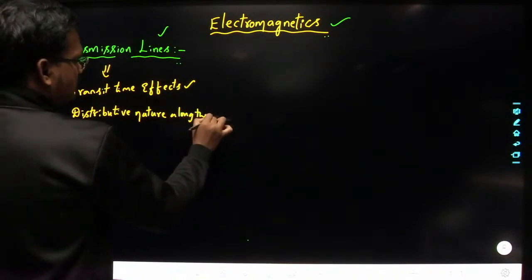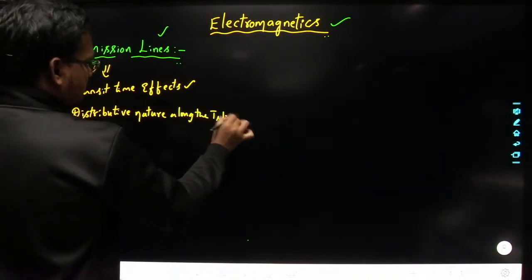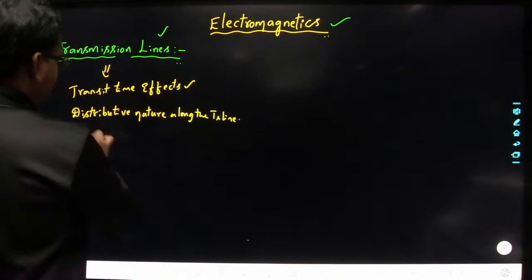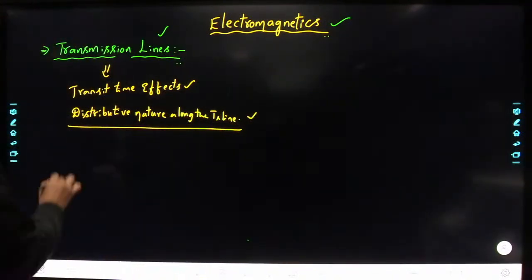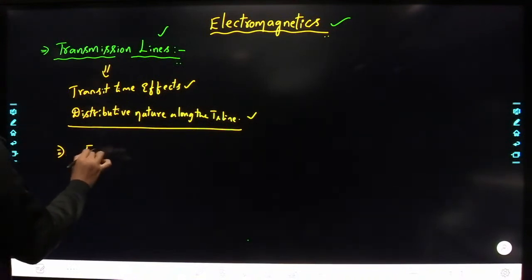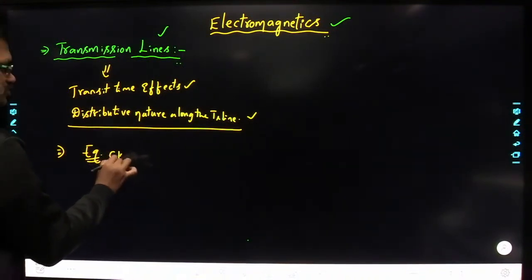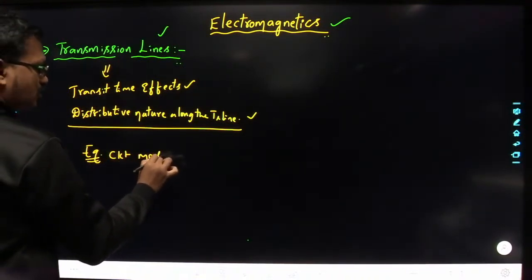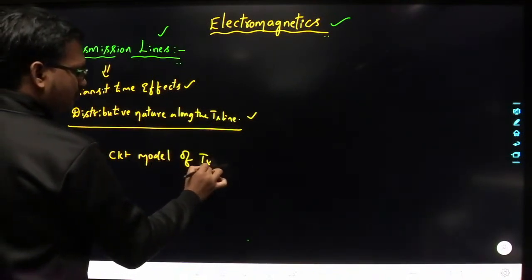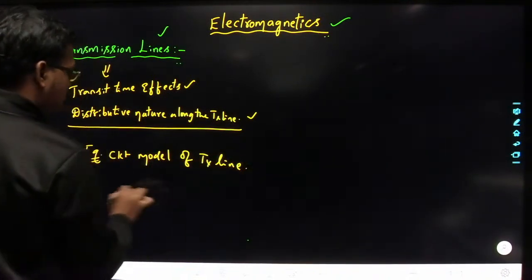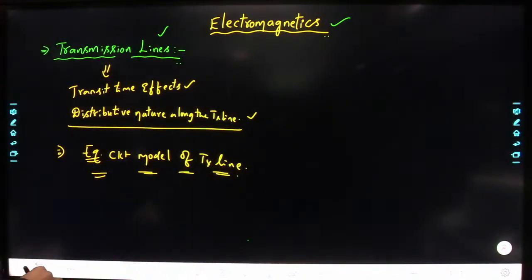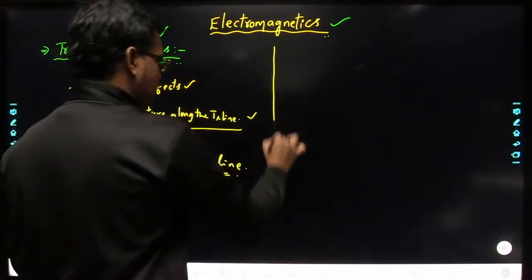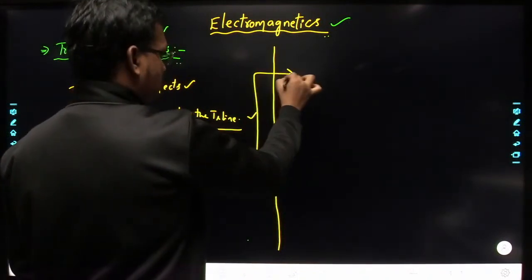After completing these two topics, we have developed an equivalent circuit model of transmission line. Understood? Okay. So, what is the circuit model we have developed here?